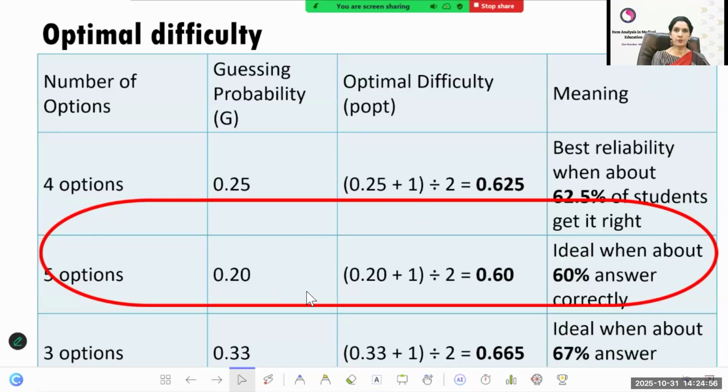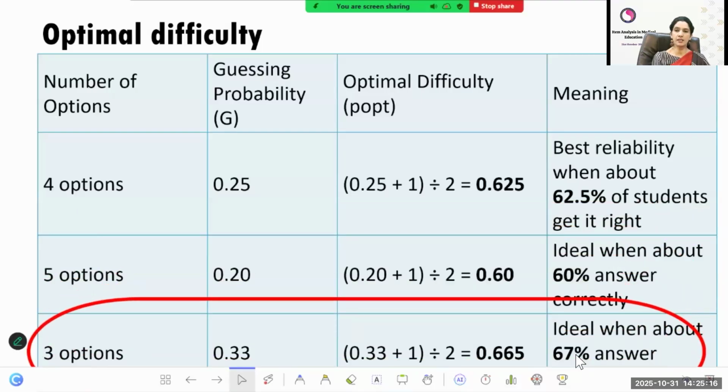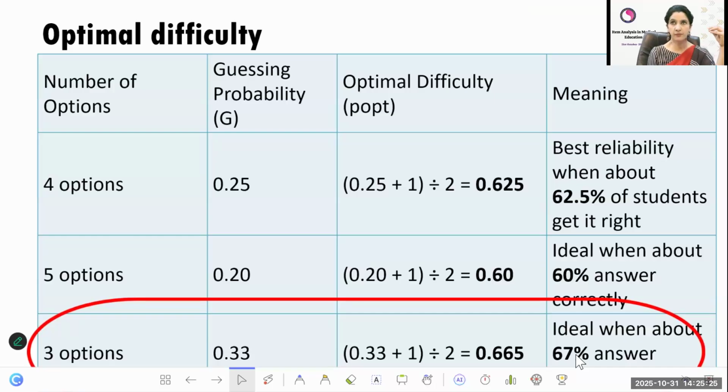Similarly, if there are 5 options, it is ideal when the optimal difficulty is 0.60, that means when about 60% have answered it correctly. And if there are 3 options, then it is 66.5, meaning it is ideal when about 67% have answered it correctly. So this should be the optimal difficulty level for good reliability, that means it should be between 60 and 65%.